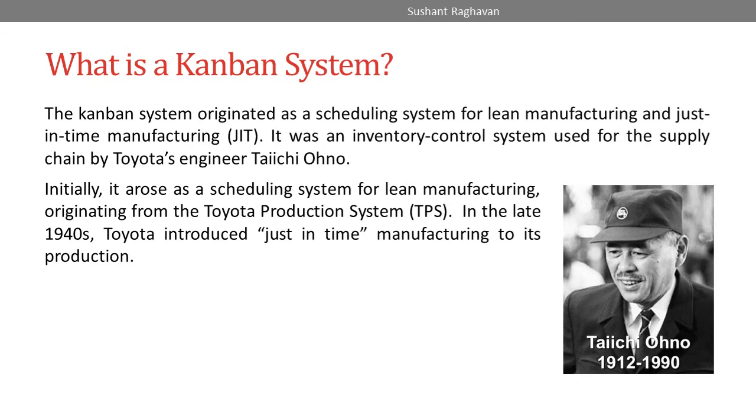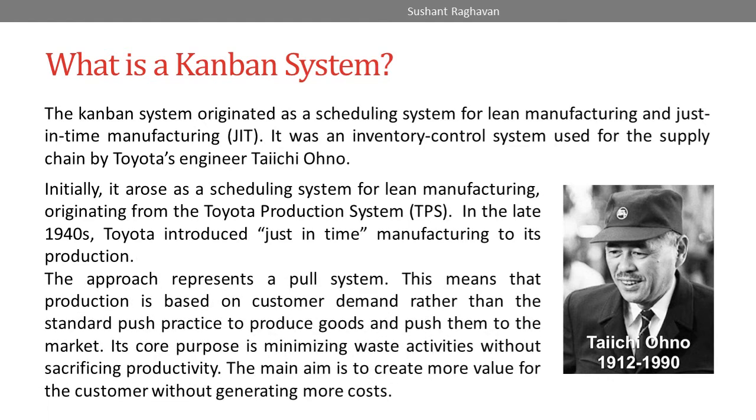Initially, it arose as a scheduling system for lean manufacturing, originating from the Toyota production system. In the late 1940s, Toyota introduced just-in-time manufacturing to its production. The approach represents a pull system. This means that production is based on customer demand rather than the standard push practice to produce goods and push them to the market. Its core purpose is minimizing waste activities without sacrificing productivity. The main aim is to create more value for the customer without generating more costs.